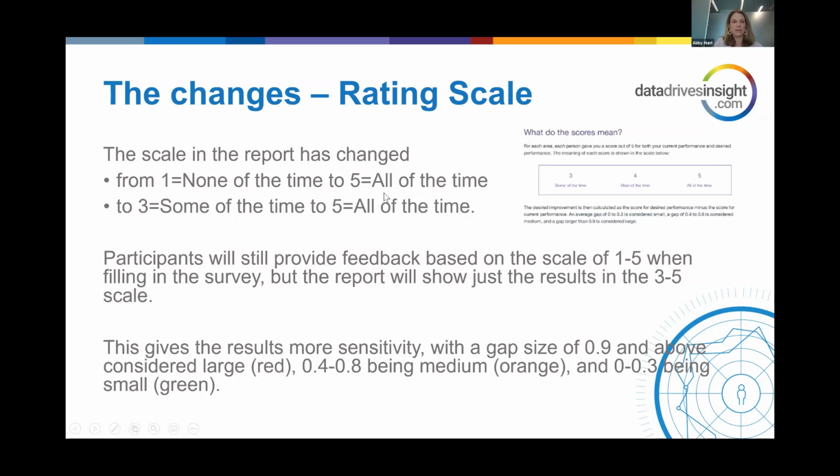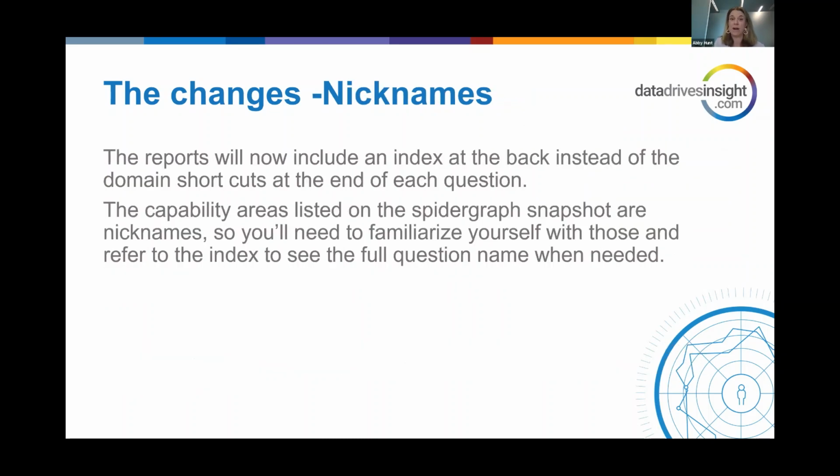The reason being, this gives the results a lot more sensitivity, with a gap size of 0.9 and above considered large. So you'll see the red when there's something above 0.9. And then the 0.4 to 0.8 is the medium gap, or the orange, and the 0 to 0.3 is small, or a green gap. The reason we've changed that is because, as I said before, it allows a lot more sensitivity. But I will explain something when we read the report, what we need to watch out for with that shortly.